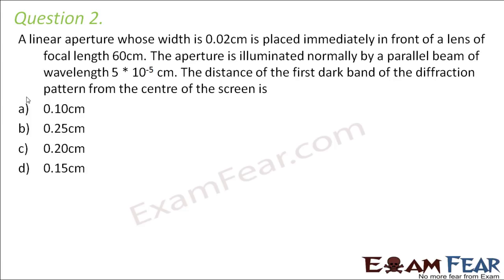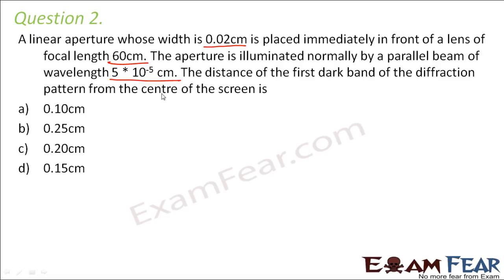Question number 2. A linear aperture whose width is 0.02 centimeters is placed immediately in front of a lens of focal length 60 centimeters. The aperture is illuminated normally by a parallel beam of light of wavelength 5 into 10 to the power minus 5 centimeters. The distance of the first dark band of the diffraction pattern from the center of the screen is.